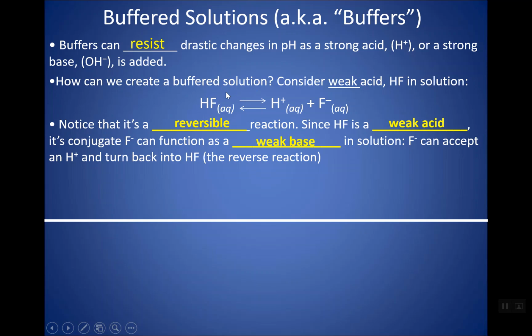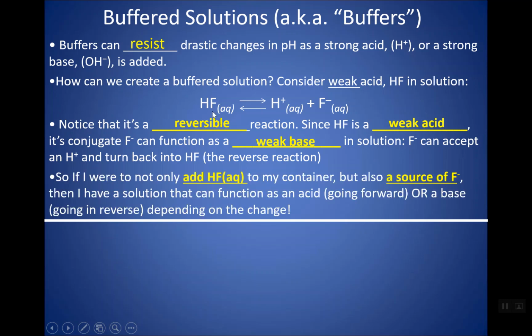And now if I only had HF in my container, a very small percent of it would be ionizing. And I would obviously have an acidic pH, right? Now, that itself would not be a buffer. But if I were able to add not just HF into my container, but a source of F minus, and I say a source of F minus because usually we don't have F minus by itself, it's attached to something. So something that would be a source of F minus like NaF, KF, something like that.